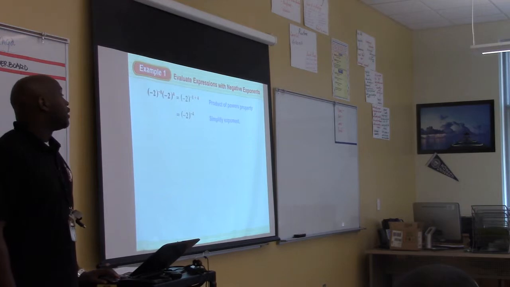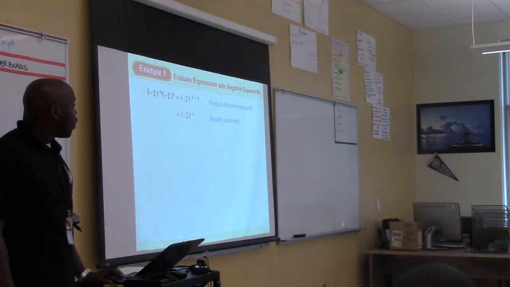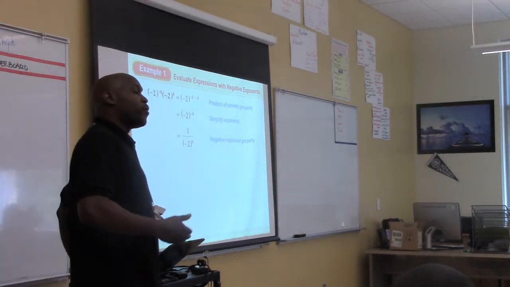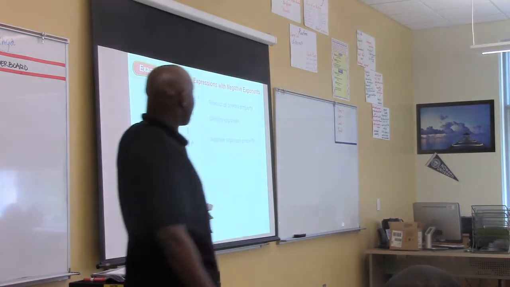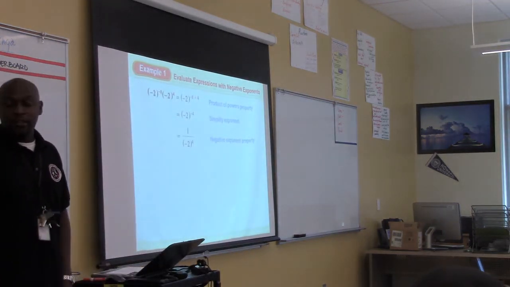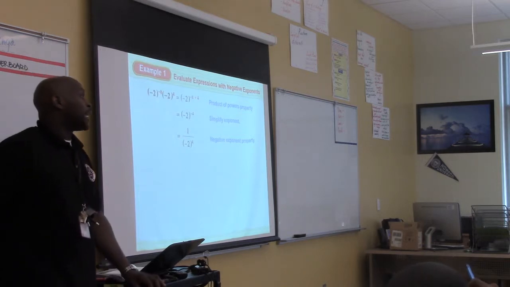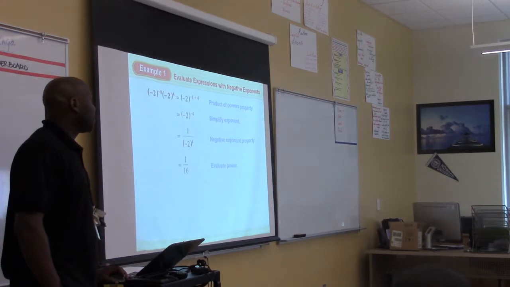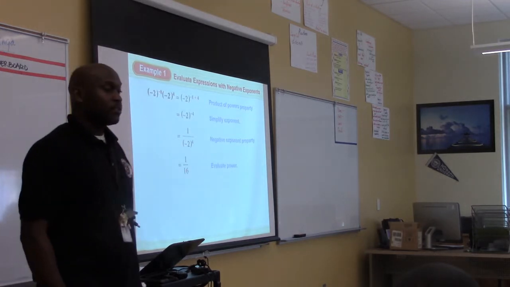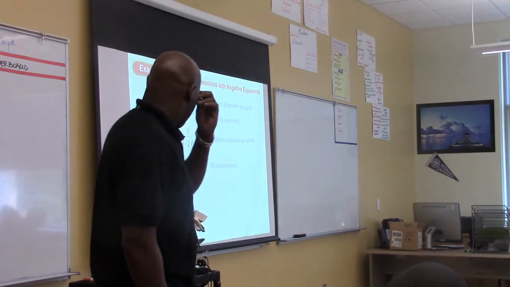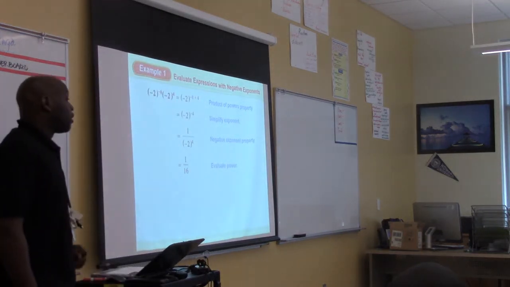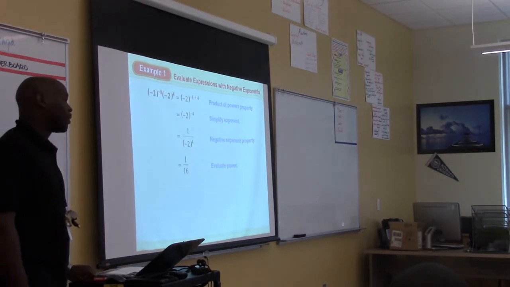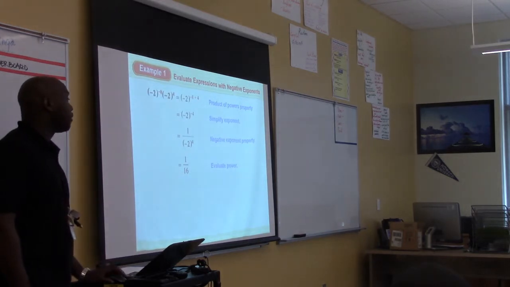Do we simplify further than that? Then you simplify. Remember, once we have a negative exponent, it becomes positive if we create a reciprocal. So now we have 1 over negative 2 to the 4th power, and once we evaluate that, it'll be 1 over 16, because negative 2 multiplied by itself 4 times will give you positive 16, because a negative times a negative will give you a positive.